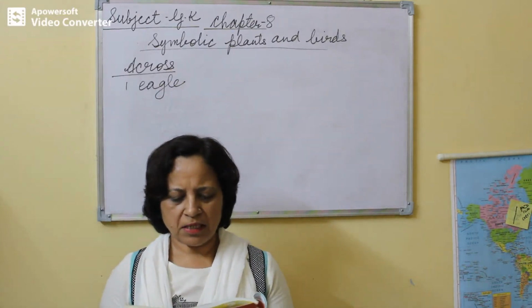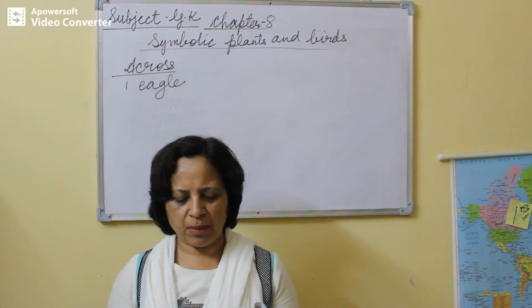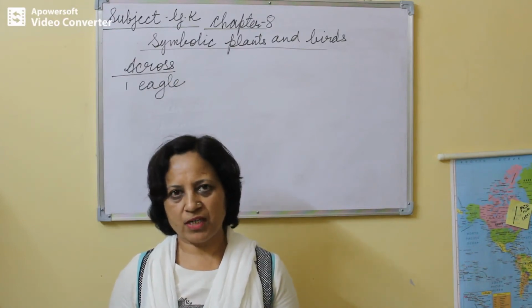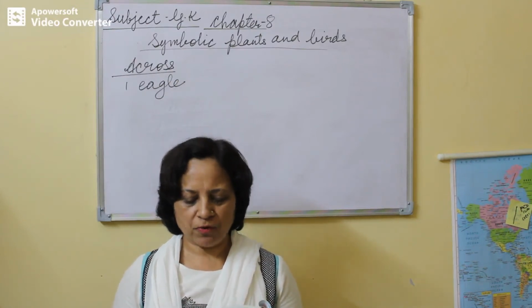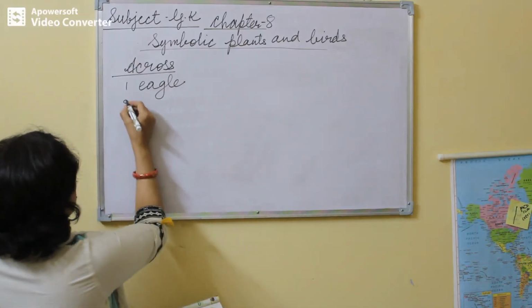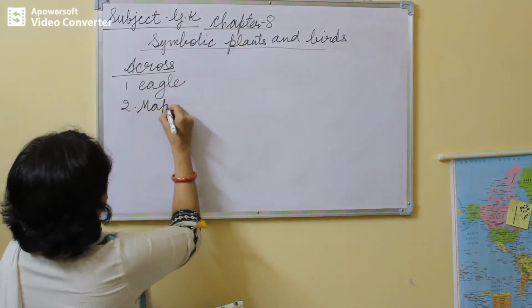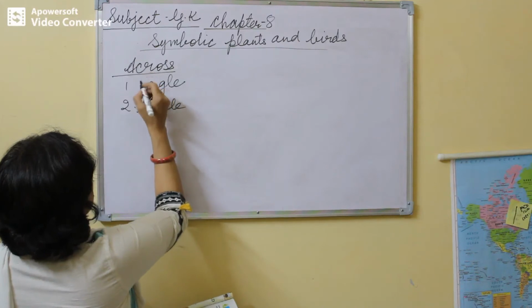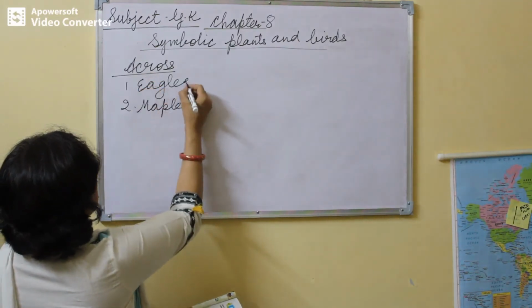Third, the leaf of this tree is the national emblem of Canada. Answer is maple, MAPLE. Sorry, we will write it in capital letters. Eagles.